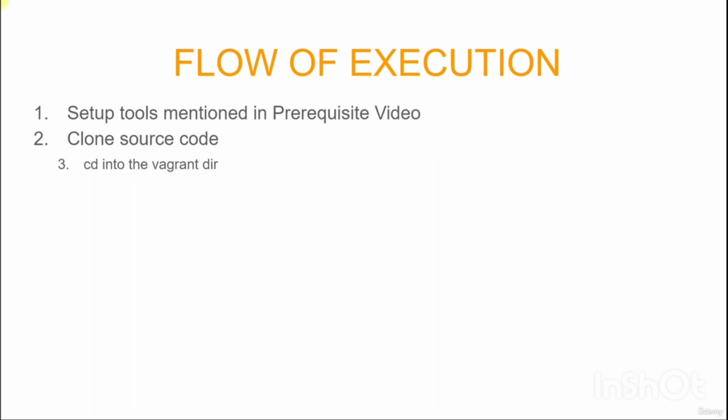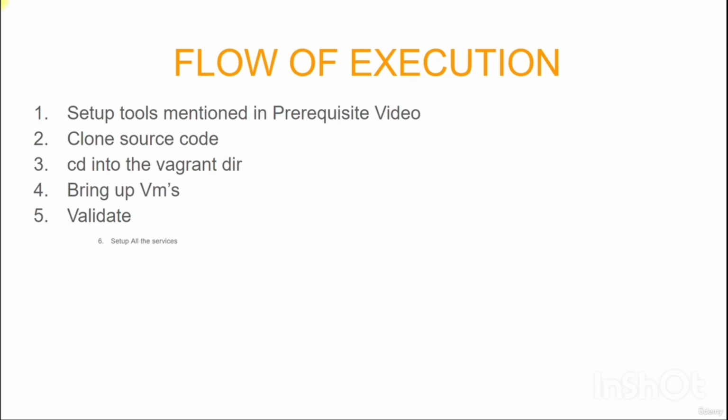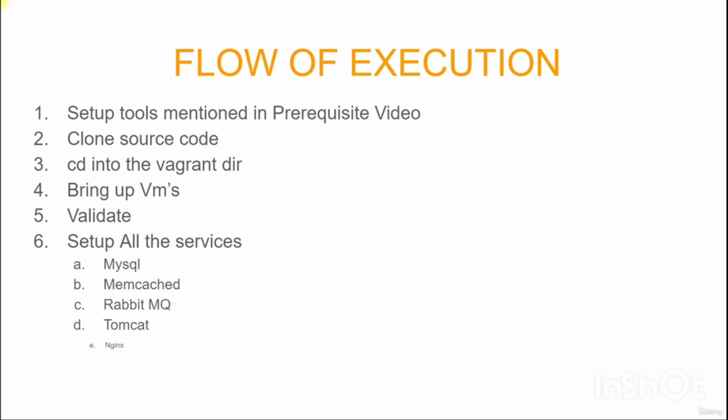the project. We're going to cd into a Vagrant directory in the source code. There will be a Vagrant file. We'll bring up our VMs automatically from that Vagrant file. We'll validate all our virtual machines if they're up and running and able to interact with each other. Then we're going to start setting up all our services one by one. First MySQL, then Memcached, then RabbitMQ, then Tomcat, and finally Nginx.